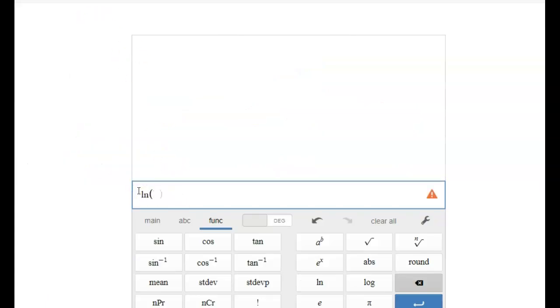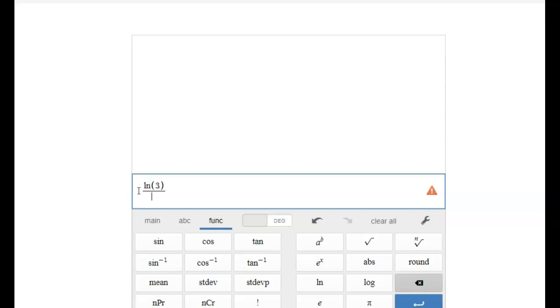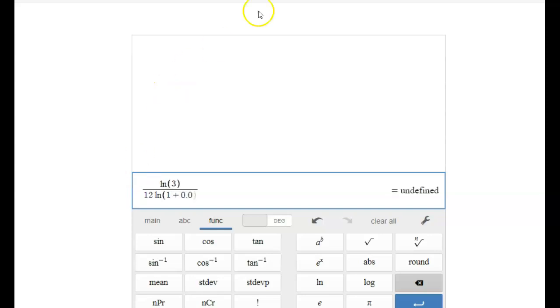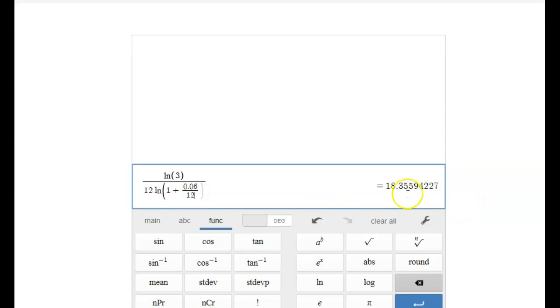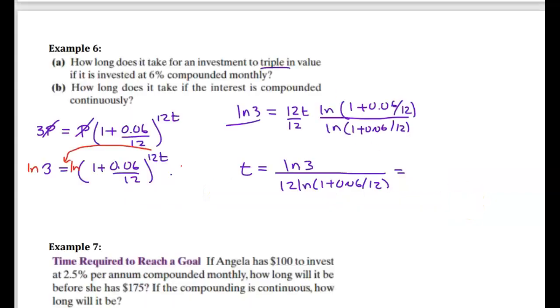So log of 3 divided by 12 log of 1 plus 0.06 divided by 12, 18.4 years. Alright, so approximately this is how long it will take for this to be tripled. Alright, part B, how long does it take if the interest is compounded continuously?